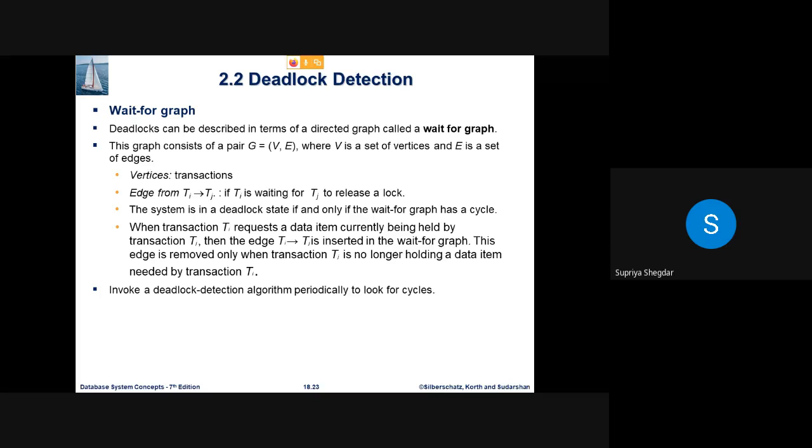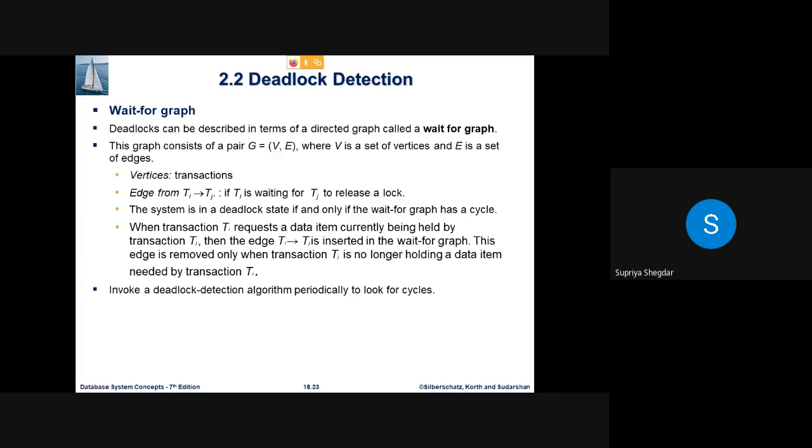Then we saw the deadlock detection techniques. Deadlock detection means how to detect the deadlock. If the deadlock is present in the system, then it is described in the form of a directed graph, and that directed graph is called the wait-for graph. If in the graph there is an edge from one transaction to another transaction, the meaning of that edge is that the first transaction is waiting for the other transaction to release the lock on the data item.